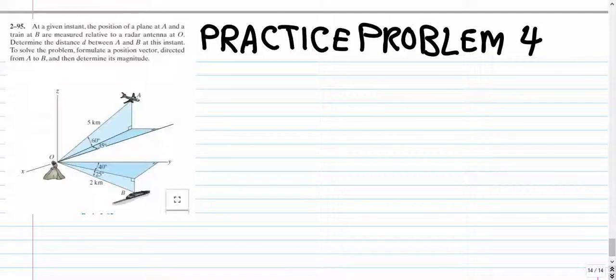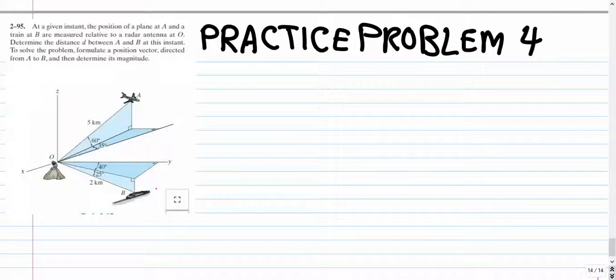To solve the problem, formulate a position vector directed from A to B and then determine its magnitude. So the question gives us the way to solve the problem, and that is find the vectors from O to A and O to B and then use a vector triangle, or basically just after finding these two vectors in their Cartesian forms, add them to find their resultant vector.